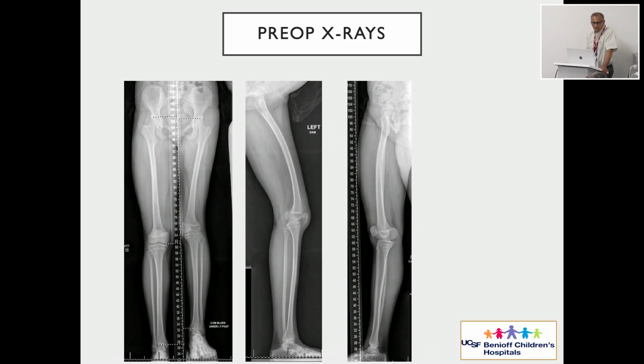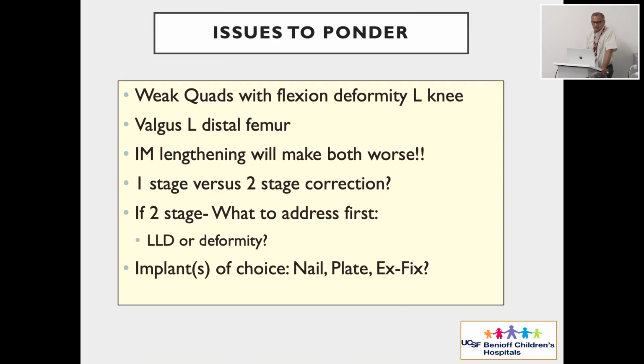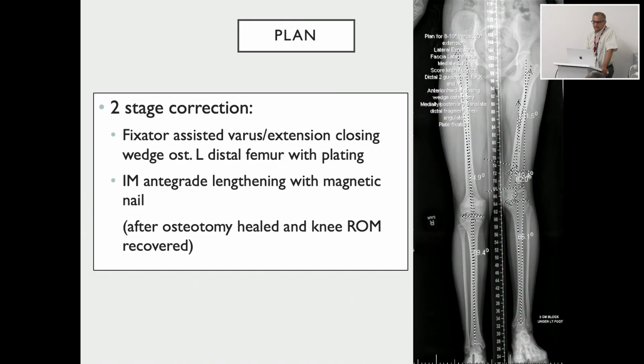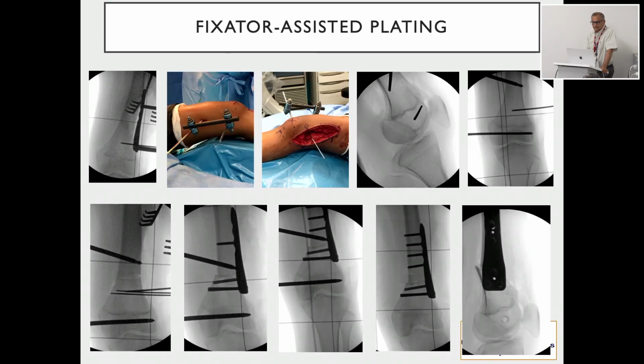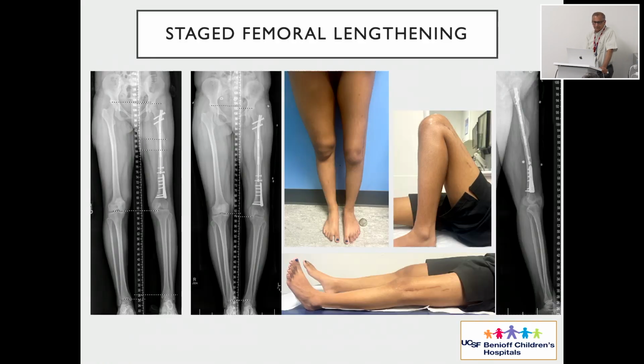So here, while she was short, she was in valgus, she had really no quads function. So first what we did, with all the planning, was a fixator-assisted plate fixation with some supracondylar hyperextension, corrected her valgus too, and then came back and did a proximal lengthening. And you don't need a magnetic nail. You could do it with a lengthening over a nail. You could use a monorail. You could do an ex-fix, anything you want.